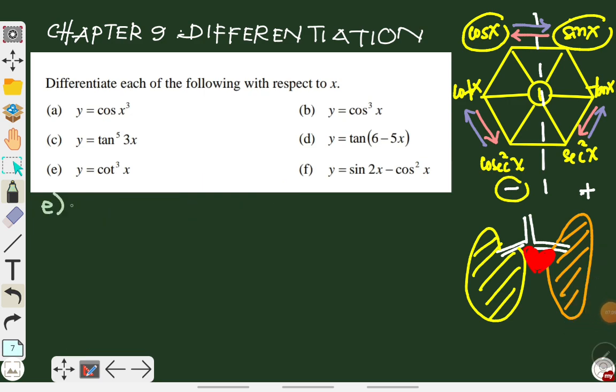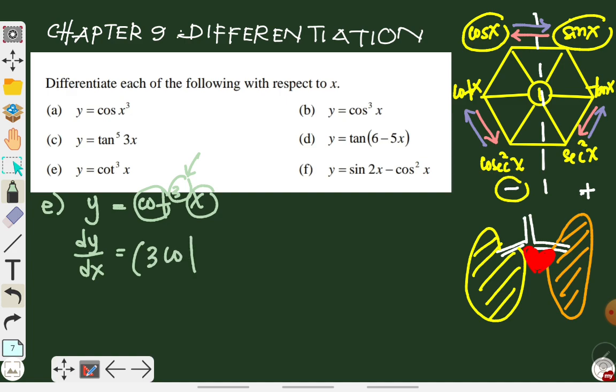Let's move on to question number E, where y equals cotangent to the power of 3 of x. How do we do this? We have 1, 2, and 3 parts. Let's differentiate here. We have dy dx and reduce the power first. So that is equal to 3, and copy back the cotangent. Reduce the power, 3 minus 1, so that is equal to 2, and copy back the original angle. Next, differentiate the cotangent. For the cotangent, the final answer is cosecant.